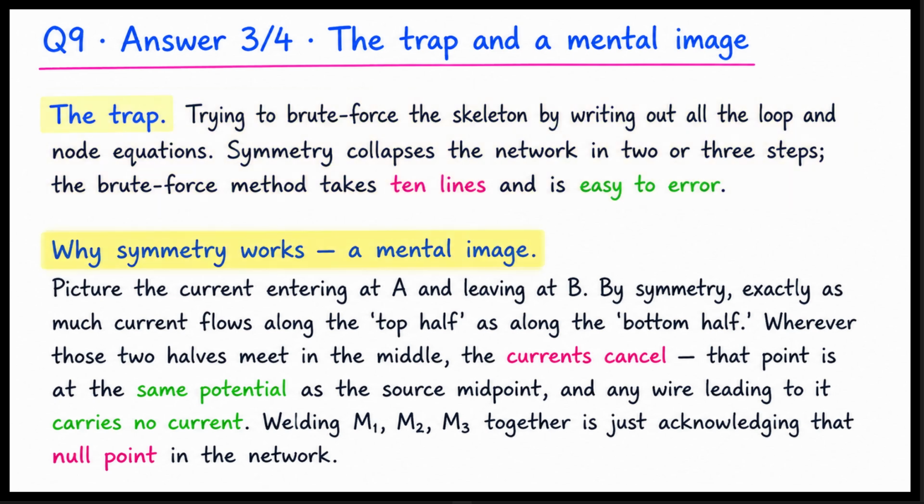A mental image helps to remember why this works. Picture the current entering at A and leaving at B by symmetry. Exactly as much current flows along the top half as along the bottom half. Wherever those two halves meet in the middle, the currents cancel. That point is at the source midpoint potential, and any wire leading to it carries no current. Welding M1, M2, and M3 together is just acknowledging that null point in the network.